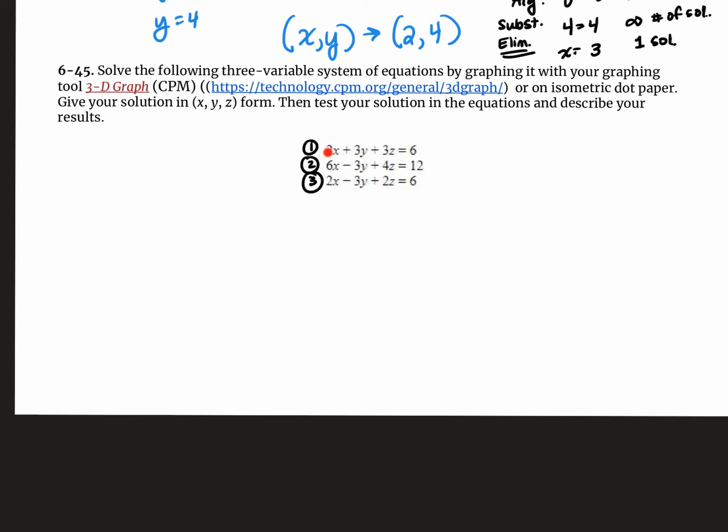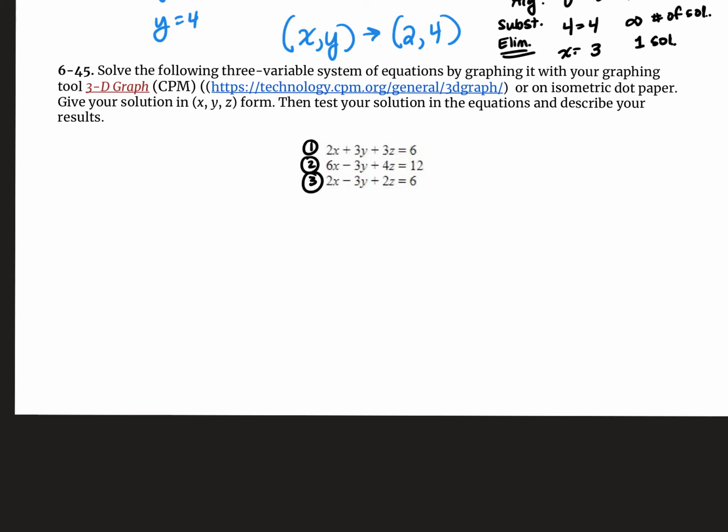Our goal right now is to take this system of three equations and three variables and find a way to whittle it down to a system of two equations and two variables. And the way we're going to do that is by eliminating a variable completely. Now, the goal is we have to come up with two equations that only have the same two variables in them. So I look at my system and I see some things happening.